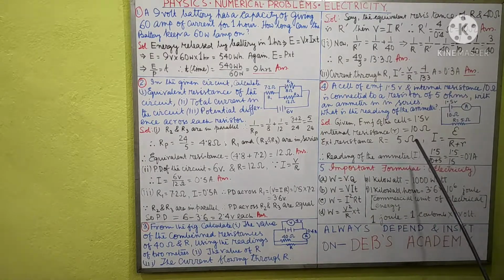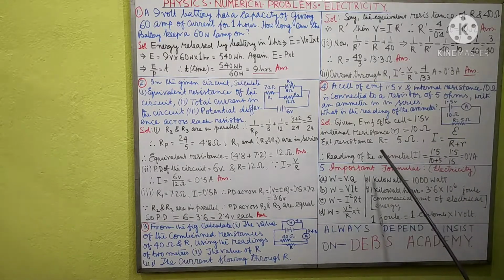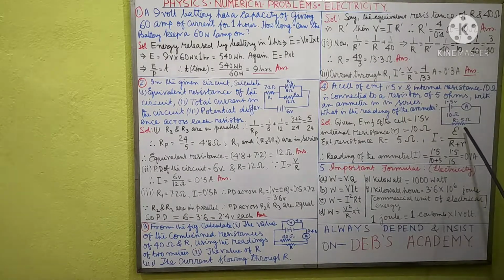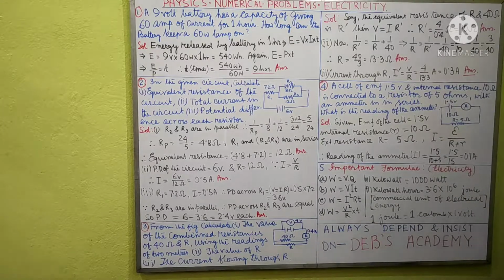Given EMF of the cell equal to 1.5 volt and internal resistance r equal to 10 ohms. External resistance R equal to 5 ohms. We know that I equal to epsilon by R plus r. Therefore, reading in the ammeter I will be 1.5 by 10 plus 5, that is 0.1 ampere.